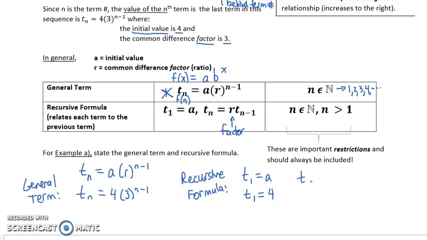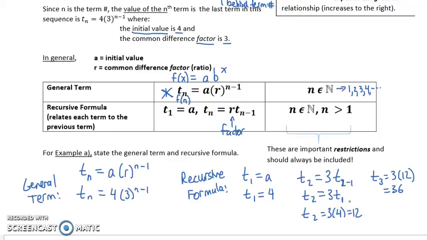And T2 then is equal to the r, the common difference factor, which is 3, times Tn minus 1, which is the 2 minus 1. You don't need to write that as such, but I just want to show you how that works. 2 minus 1 is T1. That simply says that T2 is equal to 3 times T1. And so T2 is equal to 3 times 4, which is 12. And we could say that T3 is equal to 3 times that number, T2, which is 36.